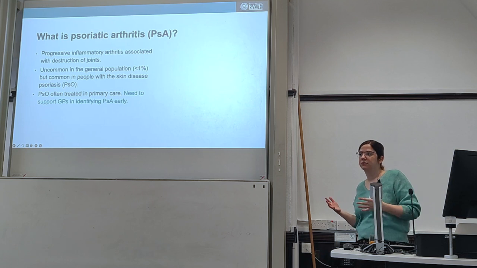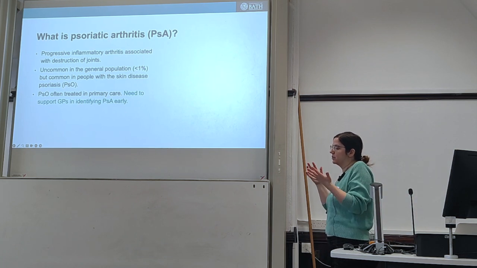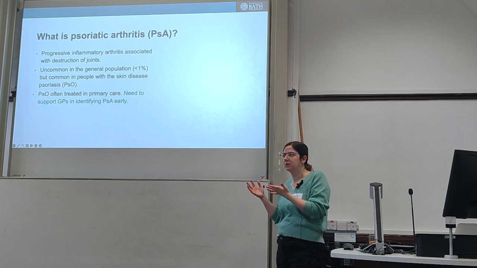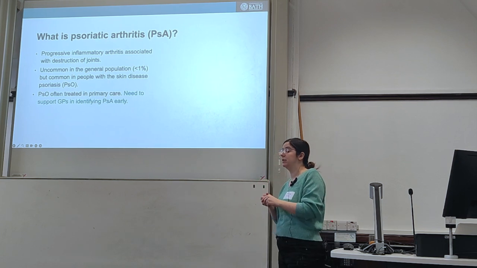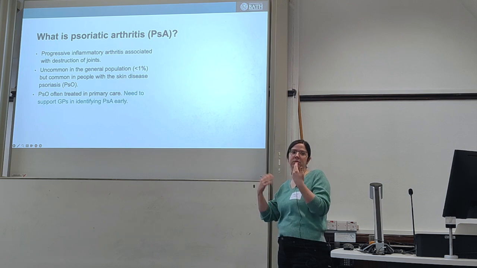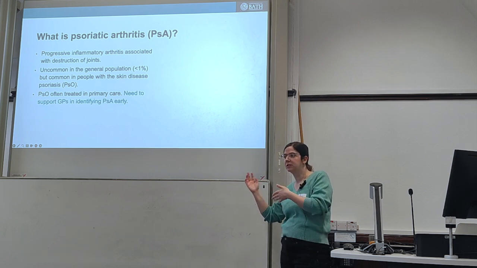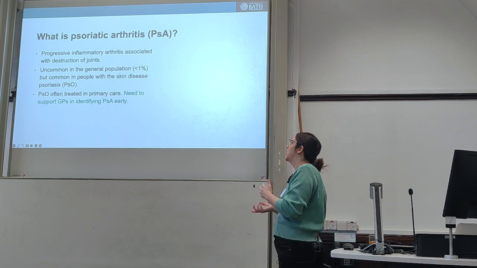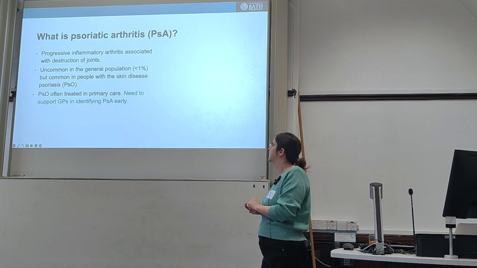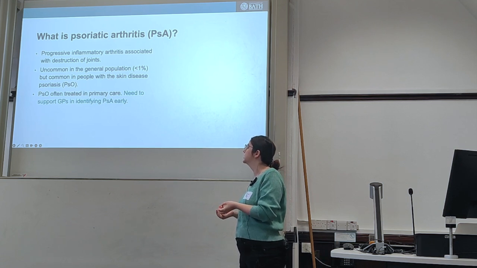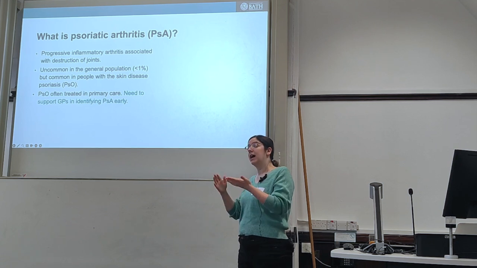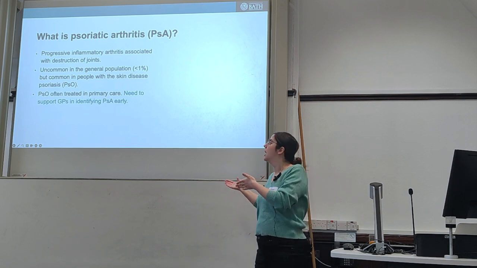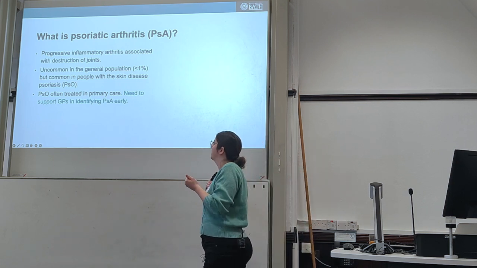The motivation for this research is that psoriasis is often treated in primary care. A lot of people don't necessarily need heavy-duty treatment for their psoriasis, which would require them to go see a dermatologist. Many people can be looked after by their GPs, maybe with topical creams, like topical steroids or other treatments. But psoriatic arthritis needs to be treated by a specialist in secondary care, so rheumatologists specifically.